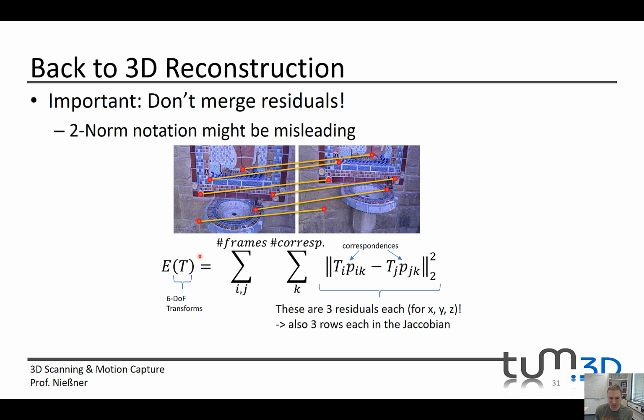And the implication here is that for one of these terms in the sum, you have 3 residuals, one for x, one for y, and one for the z direction. That means you also have 3 rows in each Jacobian, right? If you merge these and have just one residual based on this 2-norm, your Jacobian would only have one entry there. And that would be a big problem, because now your second-order solver wouldn't work properly anymore, because it doesn't know in which direction you have to get the proper function approximation.